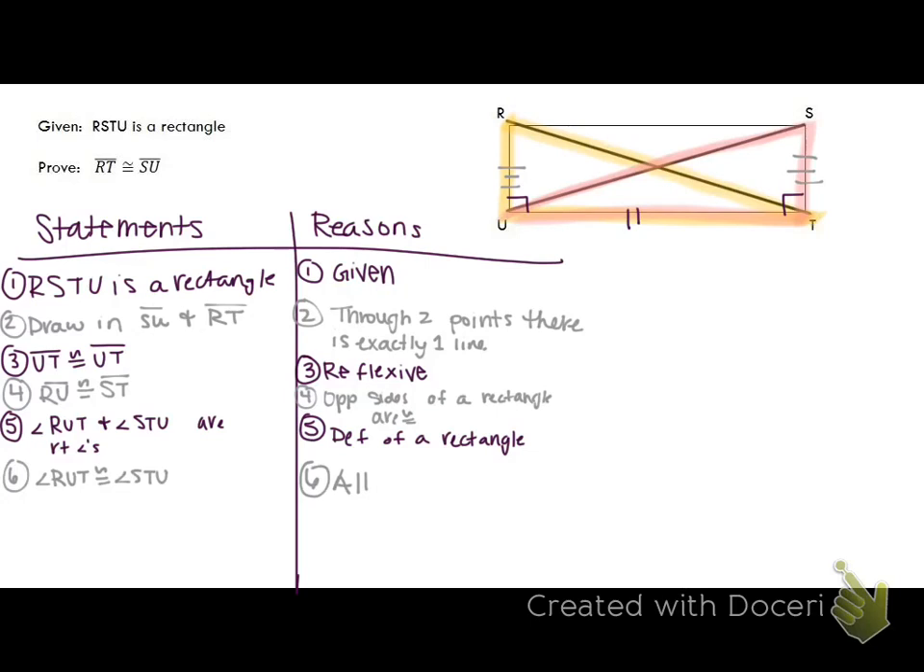Do we have enough information to prove those triangles are congruent? Do we have 3 pieces? So triangle RUT is congruent to triangle STU by what? Side, side, side, side, angle, side, angle, side, angle, angle, angle, side. What is it? Side, angle, side. The angle's in between them. Good.